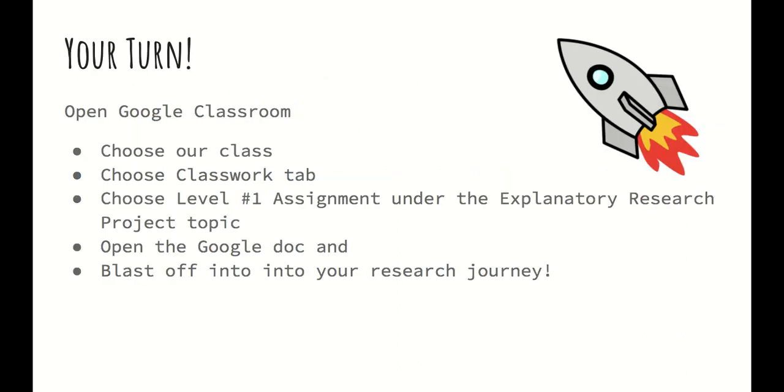Okay, so it's your turn. So I want you to go into the Google Classroom, choose our class's classroom. You have done some work on that already. Go to the classwork tab. Always choose that middle tab to see the most recent topic. So there will be a level 1 assignment under the Explanatory Research Project topic, and you can open that Google Doc. You will be able to type within it.